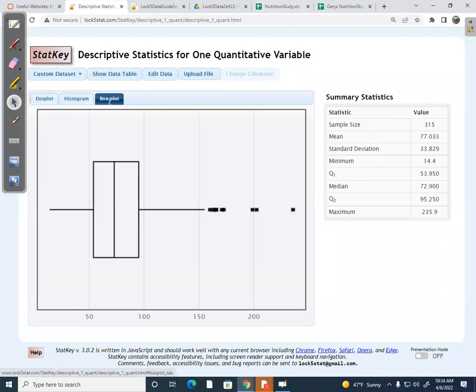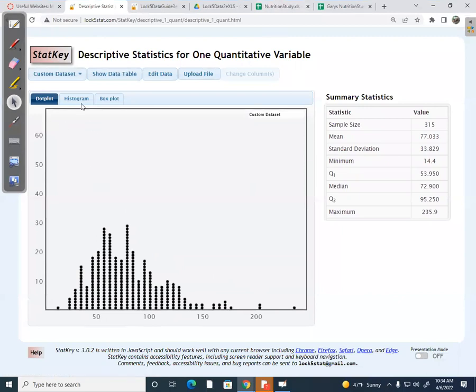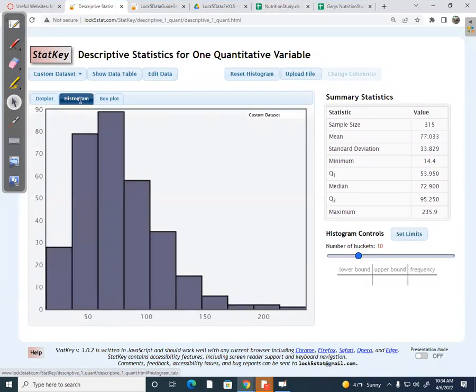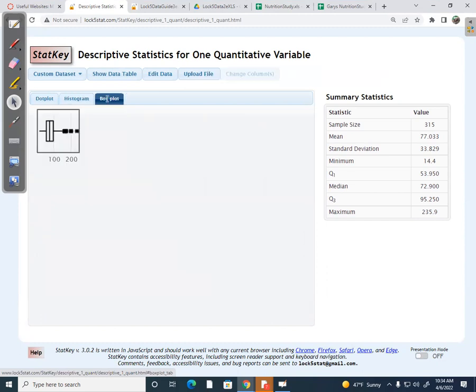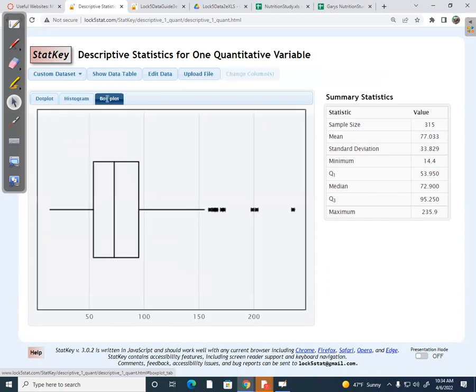I clicked on the box plot tab in StatKey. It comes with a dot plot. Then it gives me a histogram option. Cool, it draws a fast histogram. That's nice. And then we can also draw a box plot. So in the box plot here, I want you to pay attention to the box in the middle and the left edge of the box.